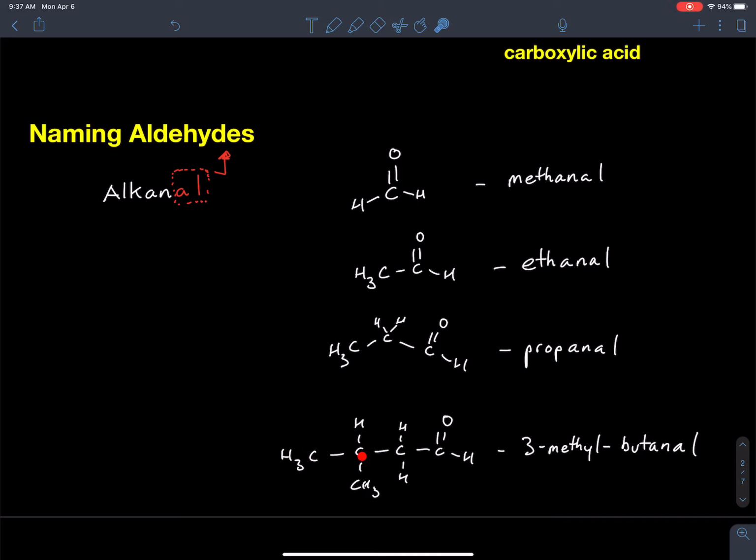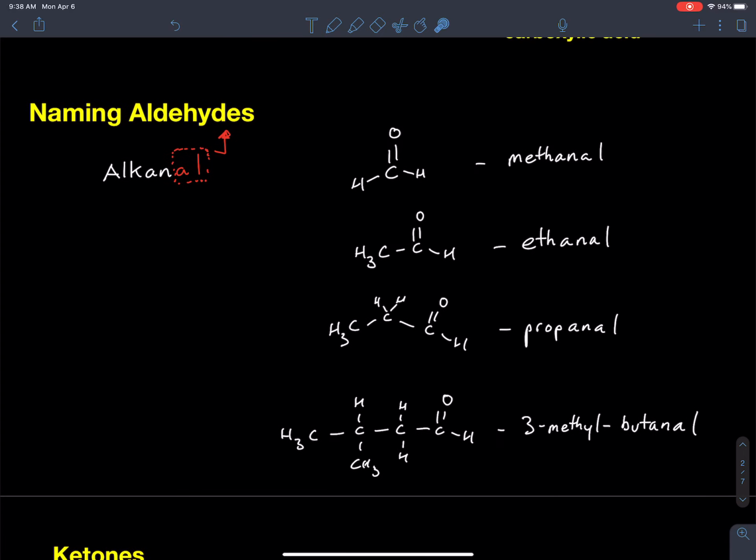And on the third carbon, remember you have to prioritize the functional group. That's carbon 1, carbon 2, carbon 3. So this is 3-methyl butanal. And the properties of aldehydes, they're pretty fragrant.